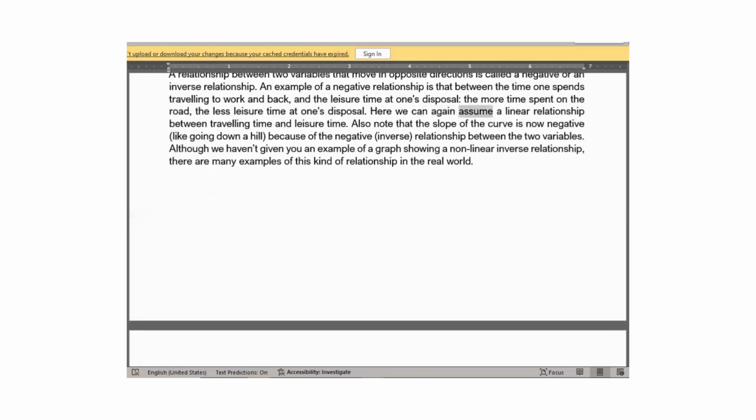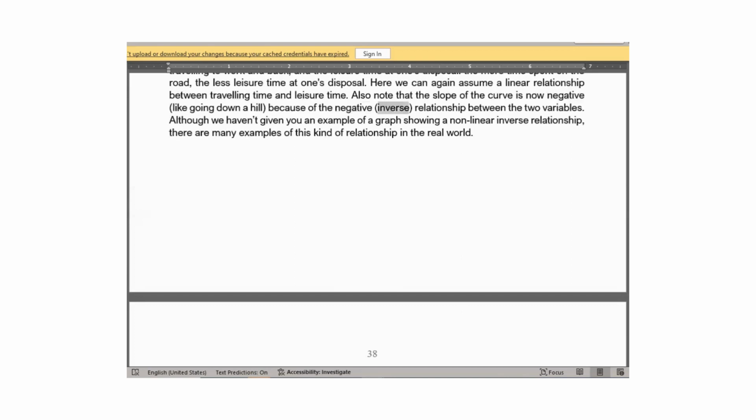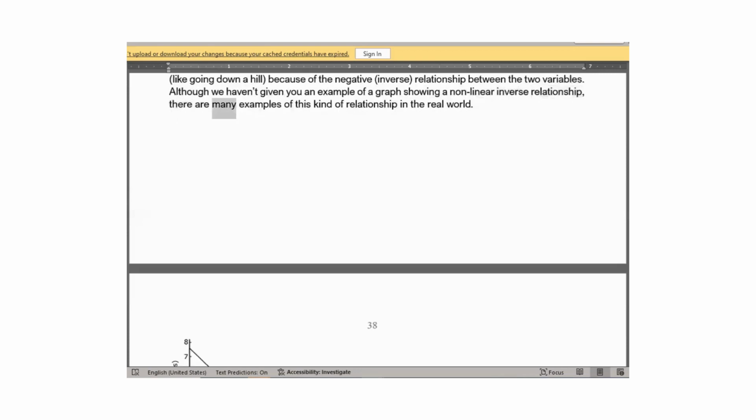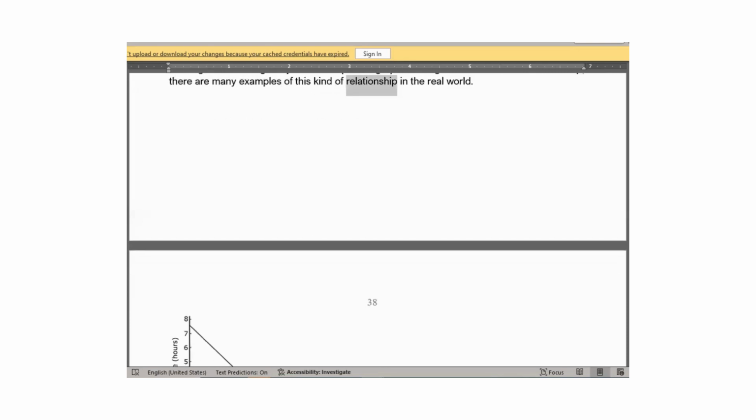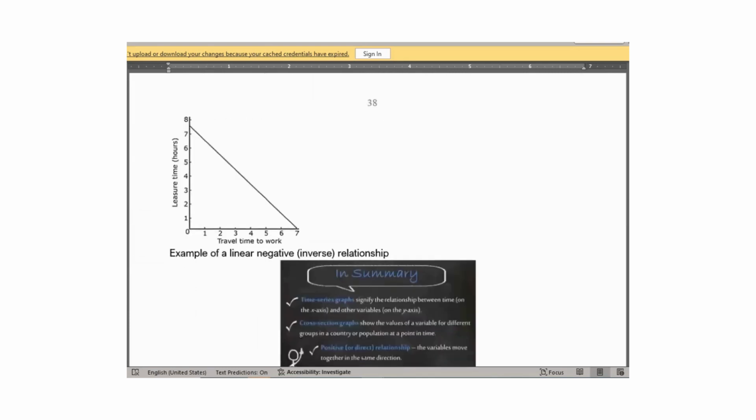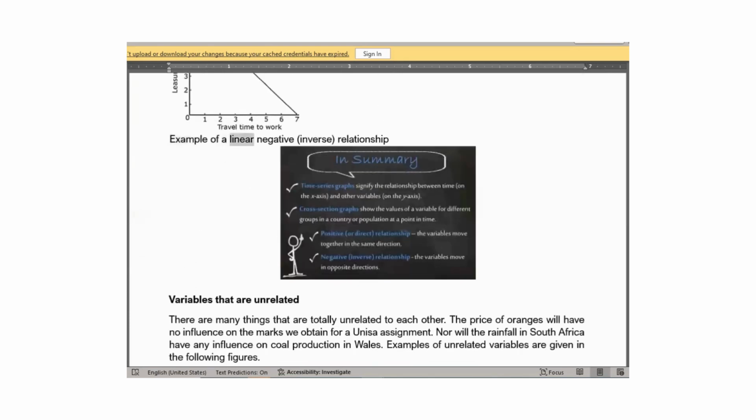Here we can again assume a linear relationship between traveling time and leisure time. Also note that the slope of the curve is now negative, like going down a hill, because of the negative, inverse, relationship between the two variables. Although we haven't given you an example of a graph showing a nonlinear inverse relationship, there are many examples of this kind of relationship in the real world. Example of a linear negative, inverse, relationship.